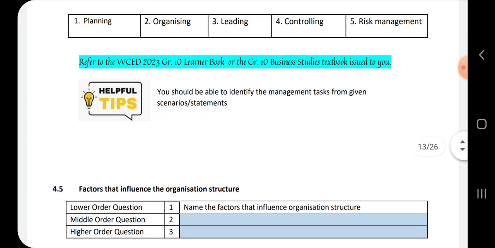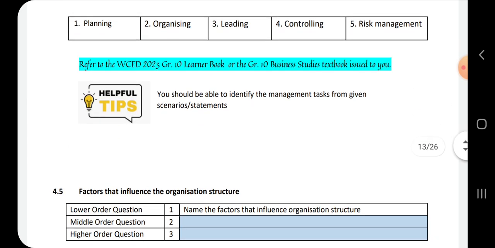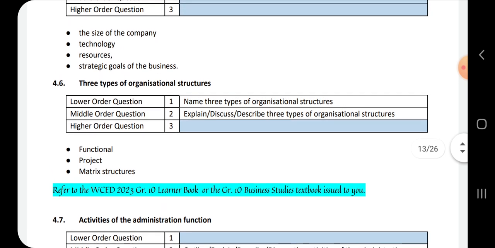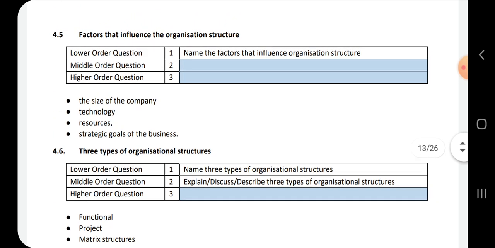When you're talking about risk management, it's how management will be able to limit risks that may occur in the business. How are they going to tackle, solve, or stop risks from occurring? Now, factors that influence the organizational structure. You can be asked that. The factors are the size of the company, technology, resources, and strategic goals of the business.